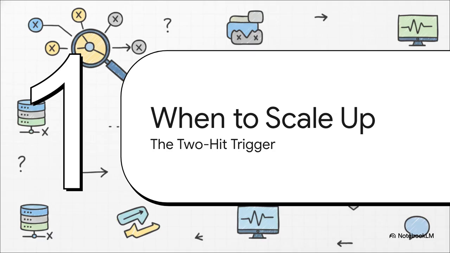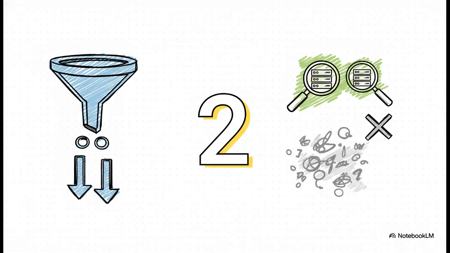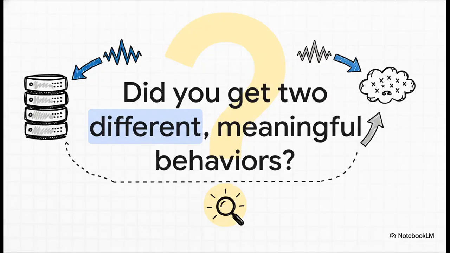So, how do you know when it's time to scale up? Well, the decision all comes down to a really simple but really powerful trigger. The magic number is 2. But it's not just any 2 things. It has to be 2 specific kinds of things. So this is the question you have to ask yourself. You're not looking for 2 identical hits. You're looking for 2 distinct responses from the server that tell you 2 different stories. That's your green light. That's your trigger to go deeper.